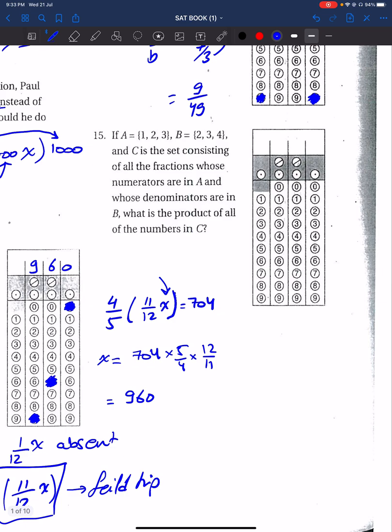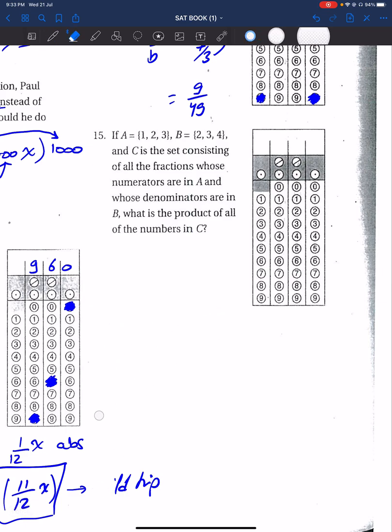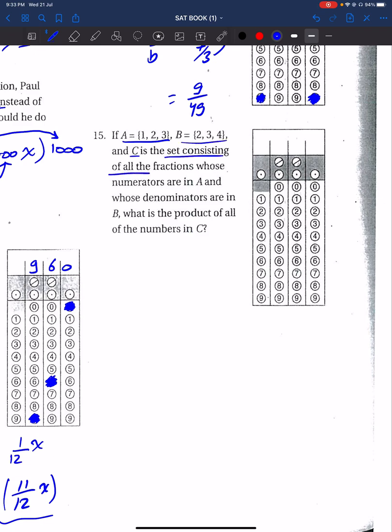Number 15. Let's erase out a bit. Okay, so A is this set and B is this set. And C is the set consisting of all of the fractions whose numerators are in A and whose denominators are in B. What is the product of all of the numbers in C? So let's look at the set C.